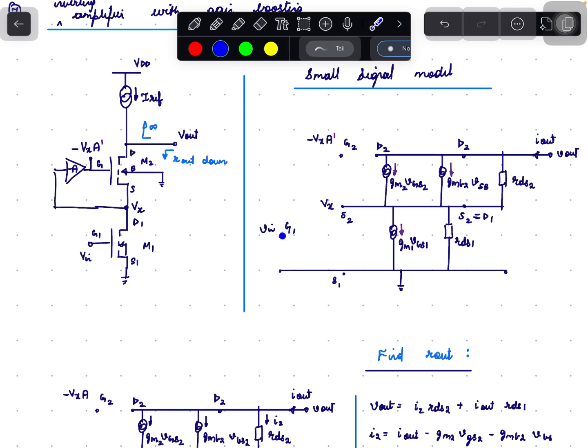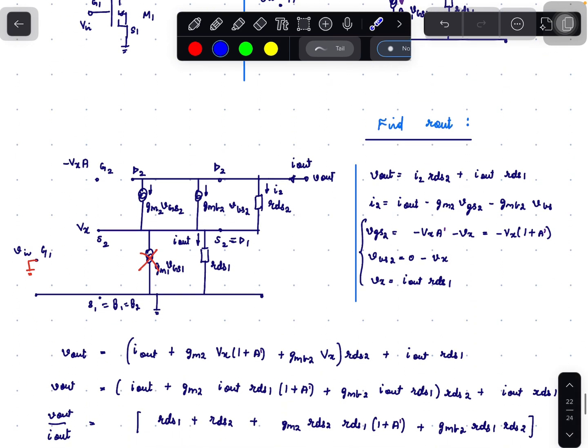So we short Vin to ground, which is shown here. Here G1 is grounded, so S1 is grounded, so VGS1 is 0. So this voltage controlled current source is open here. Now let us find R out. Let us find V out.